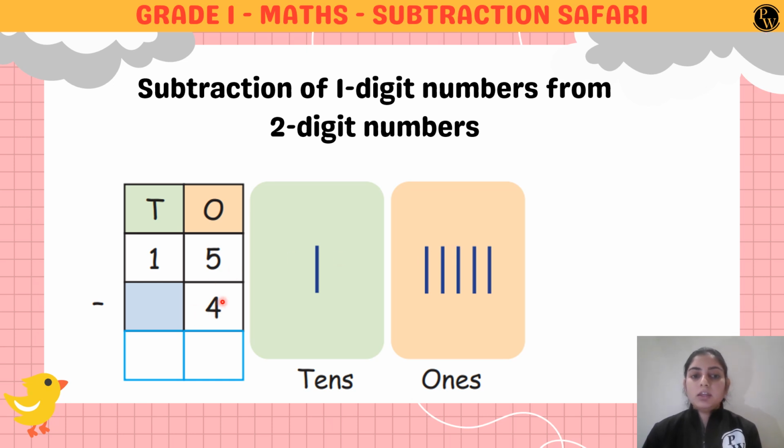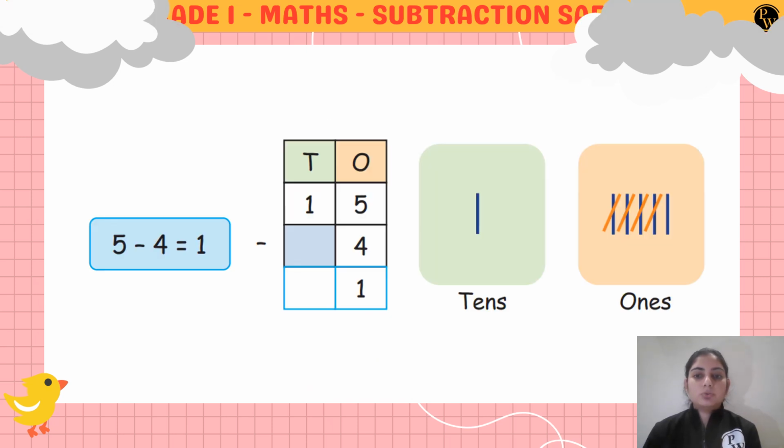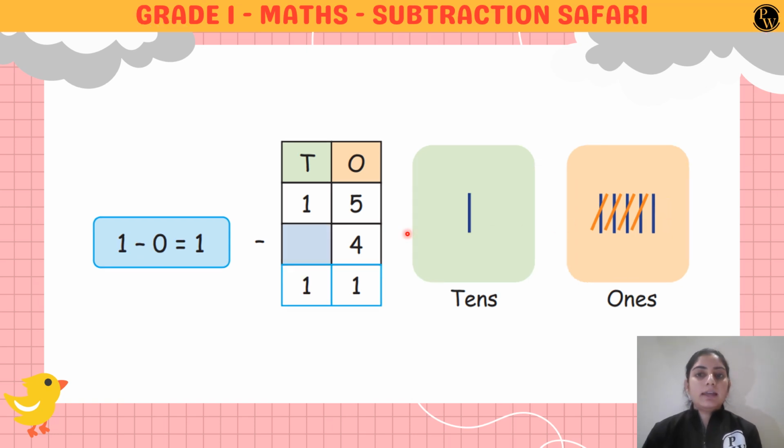Now, how many do we have to subtract? That is 4, right? What are we going to do? We are going to subtract 4 bars here at the ones place, because it is written at the ones place. Let's cut them as 1, 2, 3 and 4, correct? So how many are we left with? We are left with 1 at the ones place. So we have written 1 at the ones place. Well done.